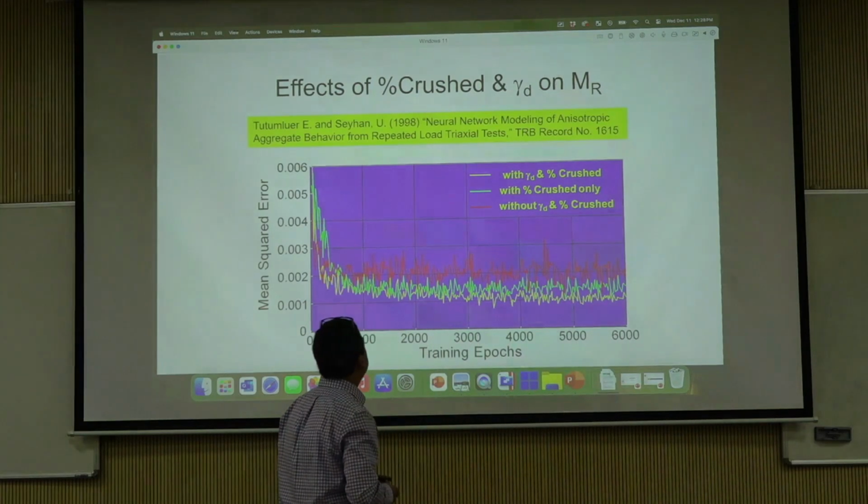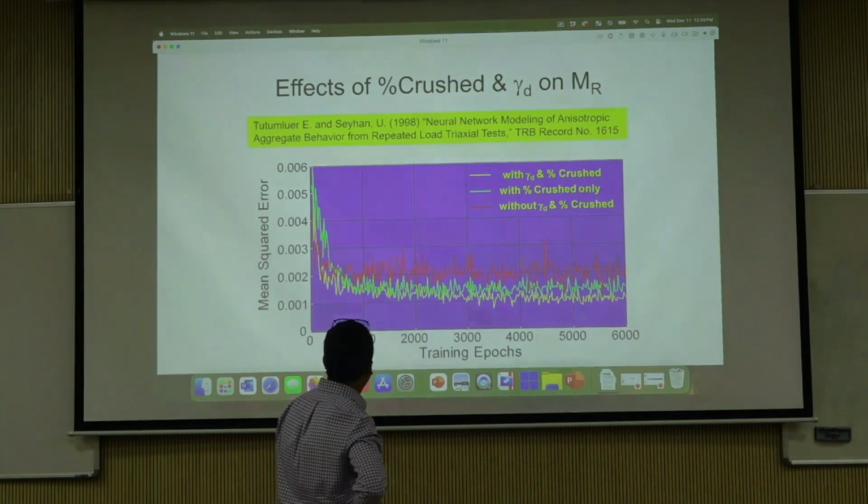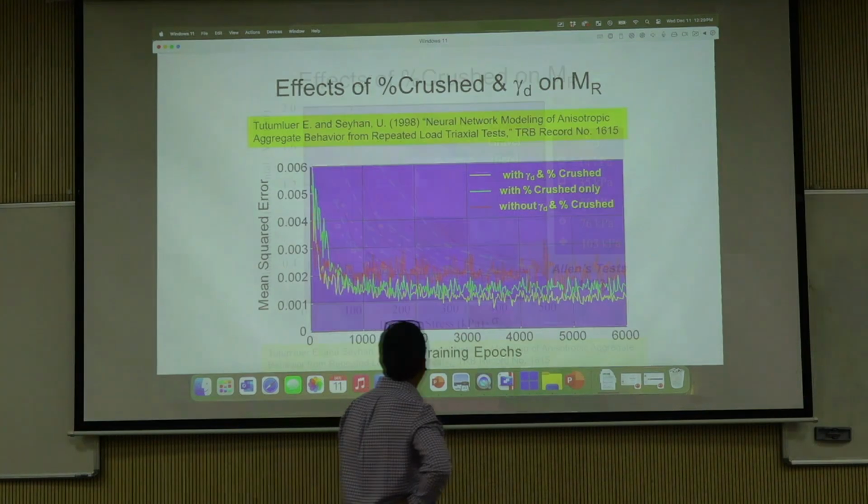Crust and unit weight. This is just errors. Repeated load triaxial testing. This is neural network stuff. Let's not worry about it.